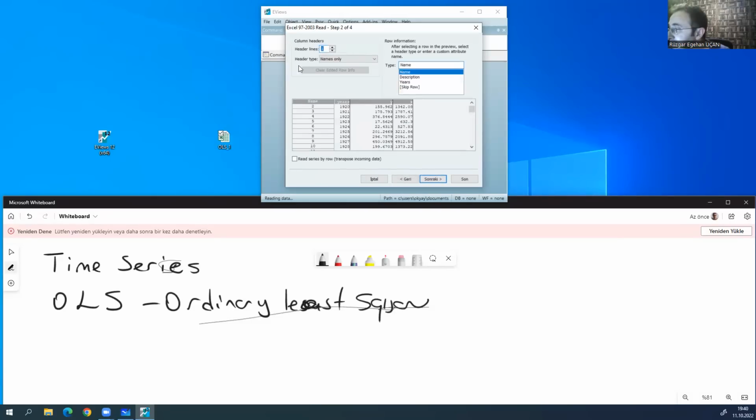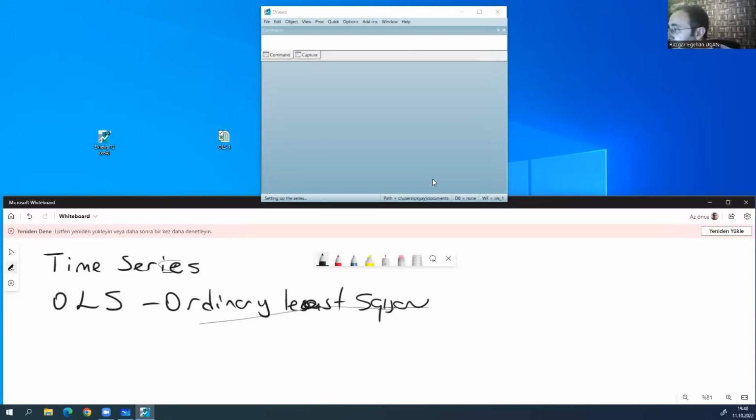And this header line means if we choose header line as zero, you see that the first line is going to be the names. So we have to choose header line 1. So we put the names on the first row, first line. So the others are the values of the dependent and independent variables.